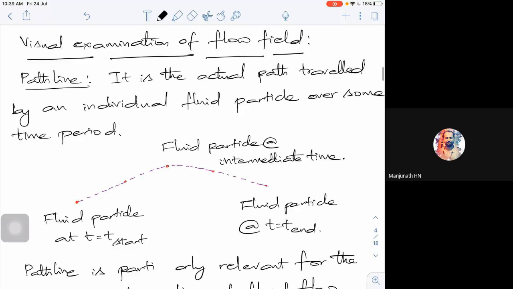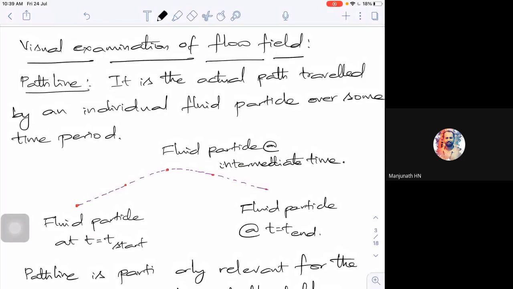Fundamentals is so important for us. See, visual examination of any flow field means seeing where the fluid is flowing. Okay. Now, what is a path? Actually, a path line.